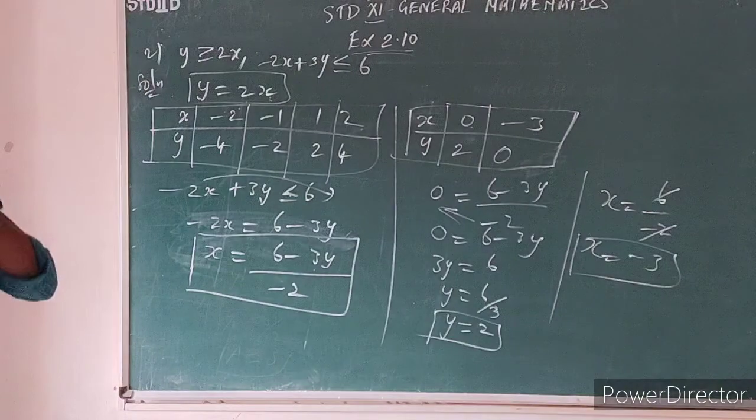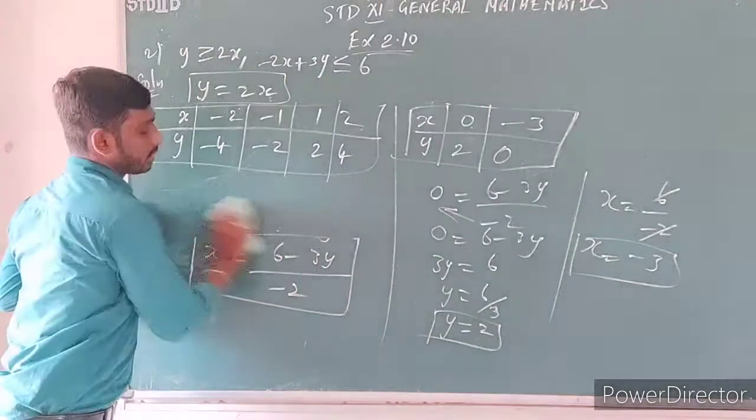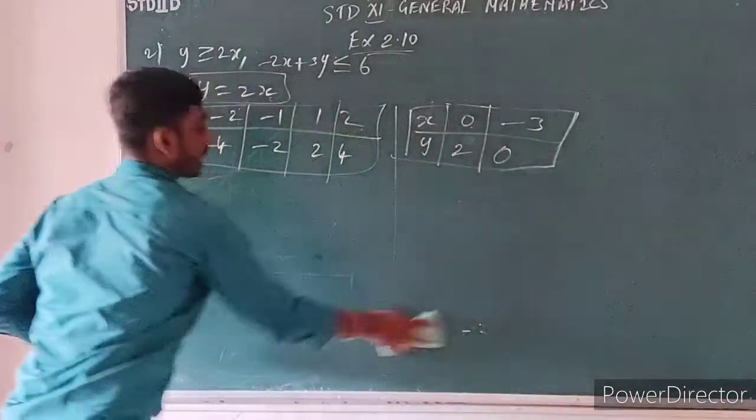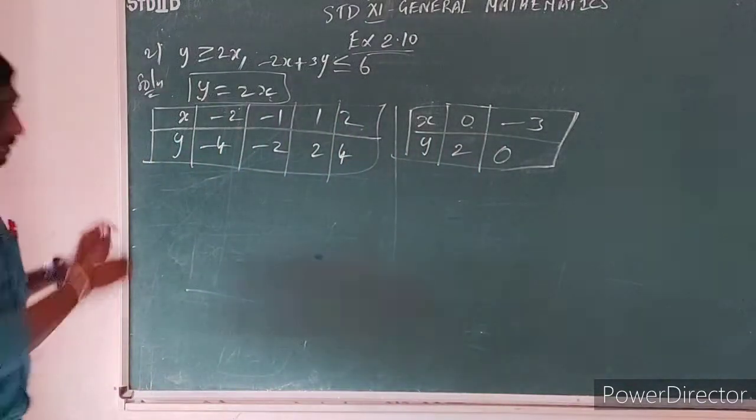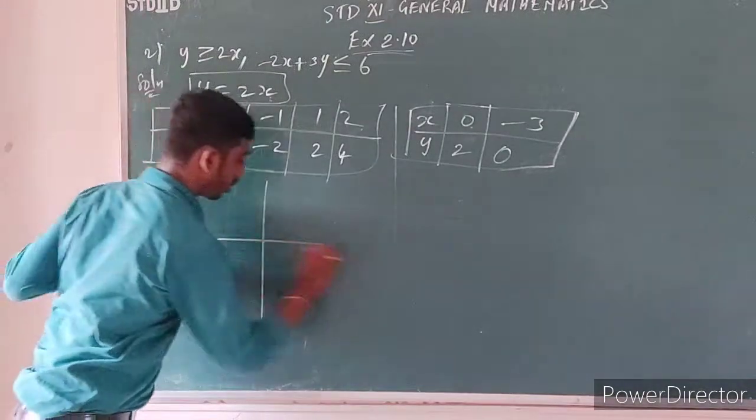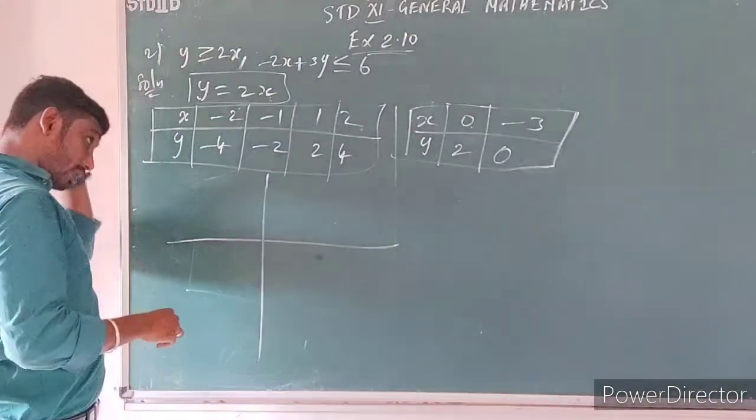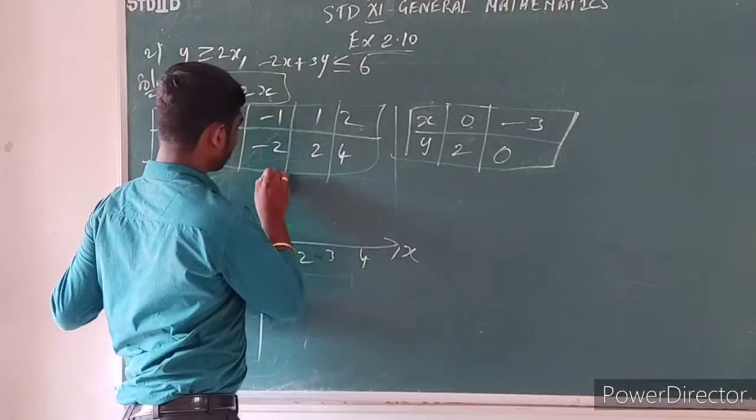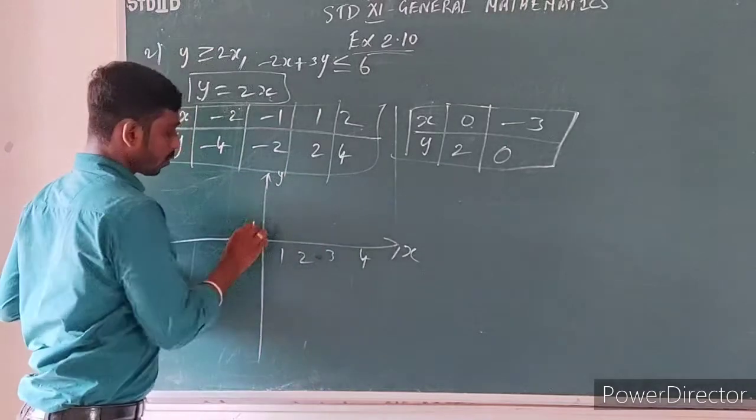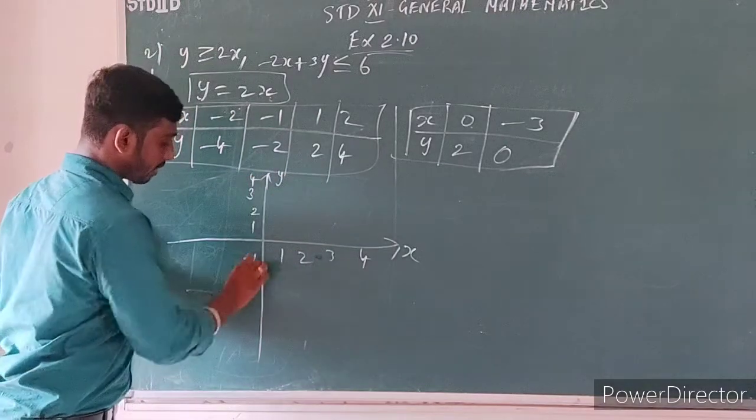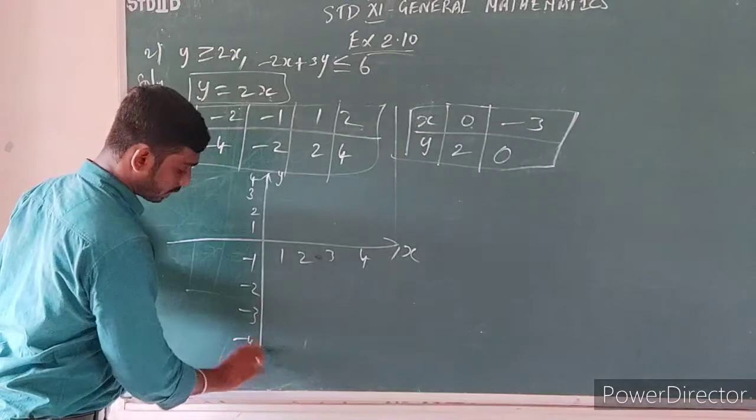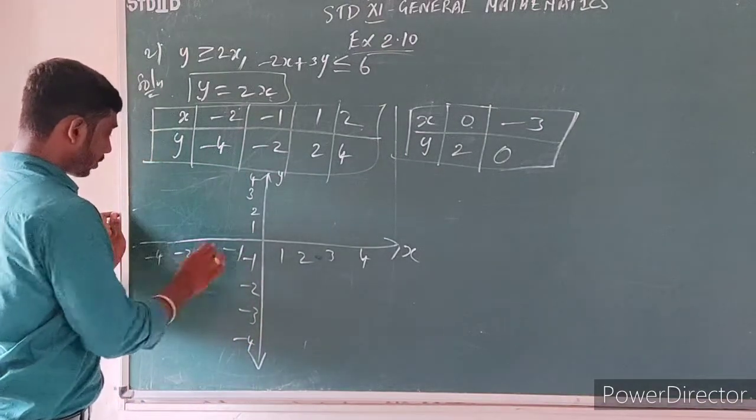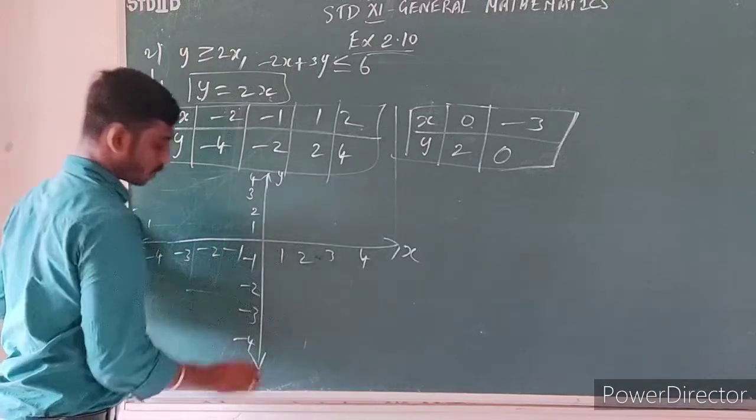Here we get the points. Now we are going to draw the graph with these points. How to draw the graph here? Let's draw the region of the plane. The highest value will be 4 only. So 1, 2, 3, 4. This is x, this one is y. 1, 2, 3, 4. Then minus 1, minus 2, minus 3, minus 4. Minus 1, minus 2, minus 3, minus 4. This is x dash, this one is y and y dash.